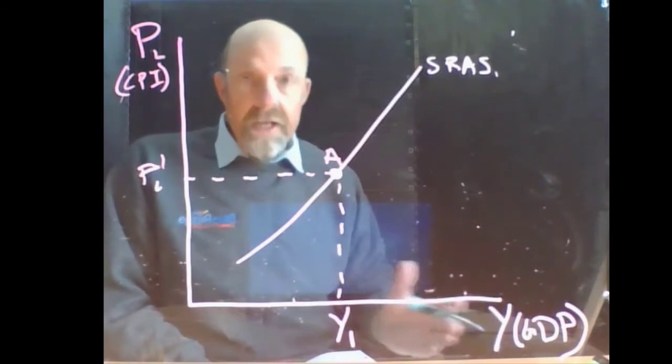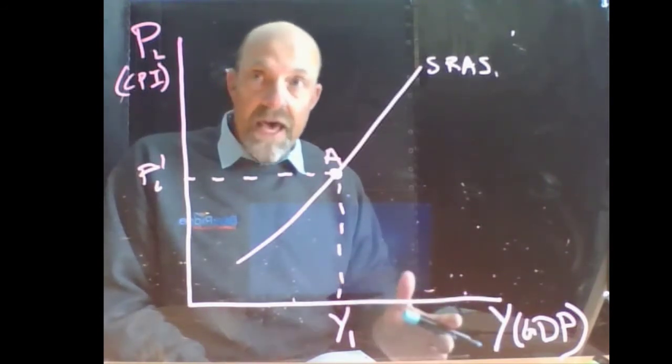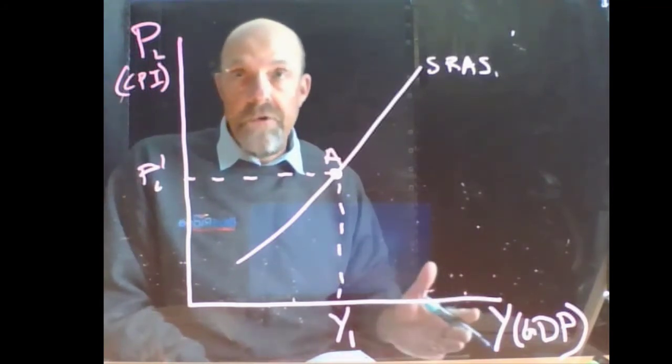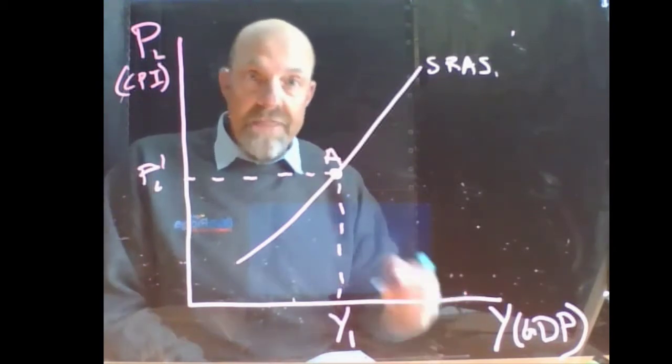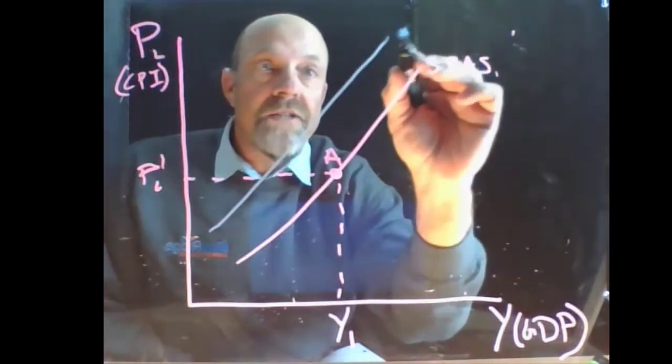So first of all, let's take a look at changing wage rates. Let's assume that wage rates in the economy rise. So in general, laborers are being paid more. We would represent that as a leftward shift in the short-run aggregate supply curve.